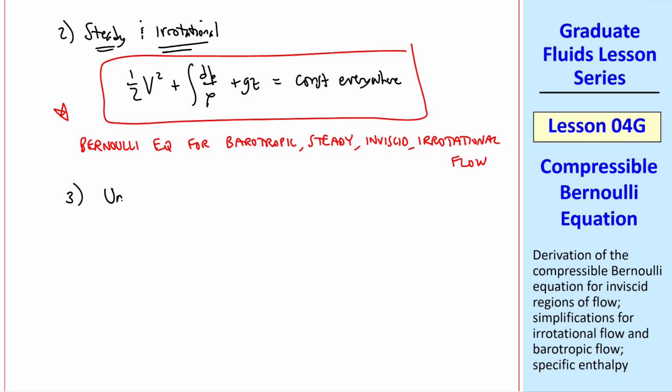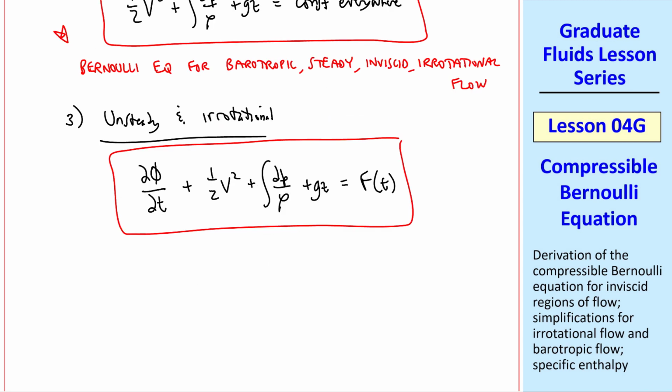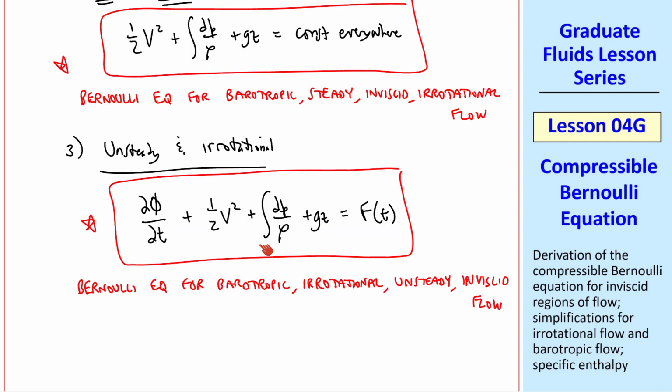Number 3, if it's unsteady and irrotational, we have to include the del phi del t term, and the right-hand side becomes a function of time, where we must be careful to define a compressible form of the velocity potential function phi. This is the Bernoulli equation for barotropic, irrotational, unsteady, inviscid flow. In all these simplifications, this integral will depend on how rho varies with p. Since these are all barotropic, density is a function only of p and must remain inside the integral sign.